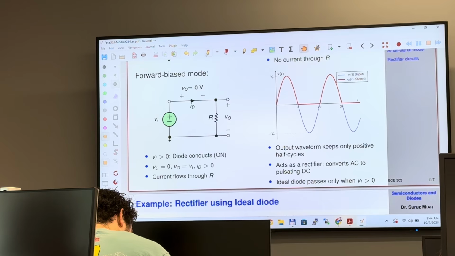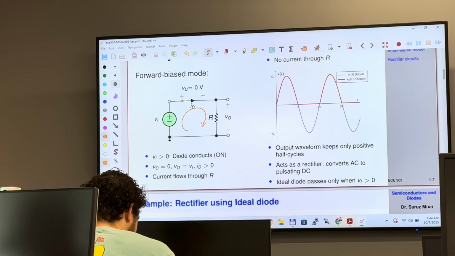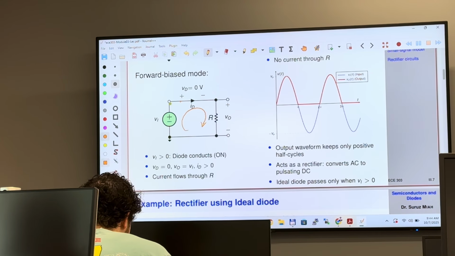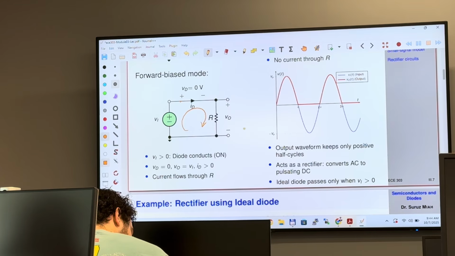Okay, you tell me what is the output voltage now? VI. We have the input voltage. So here we have more voltage at the anode, the diode is on. So you can think of this as a piece of wire. Now you tell me what is the voltage across this resistor? It's only one resistance connected. Simply VI.